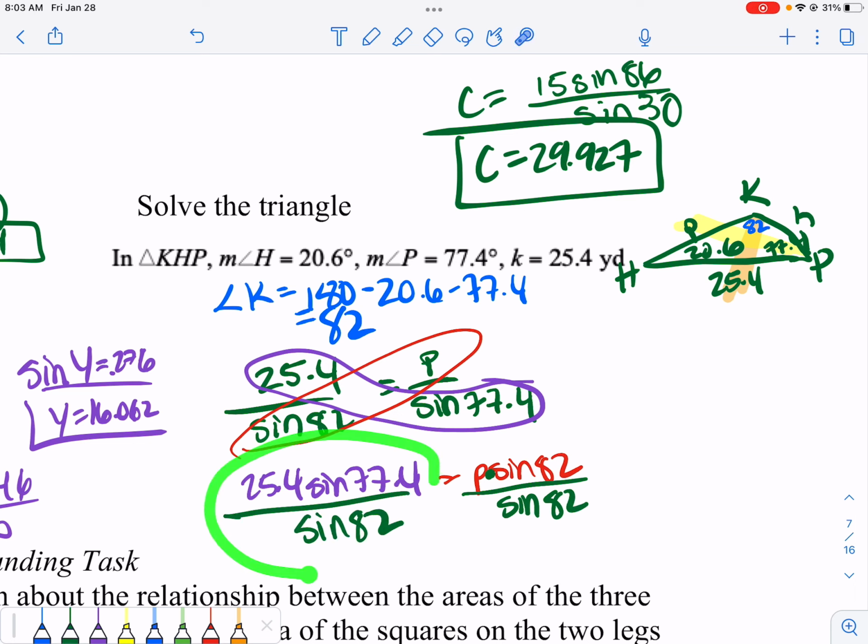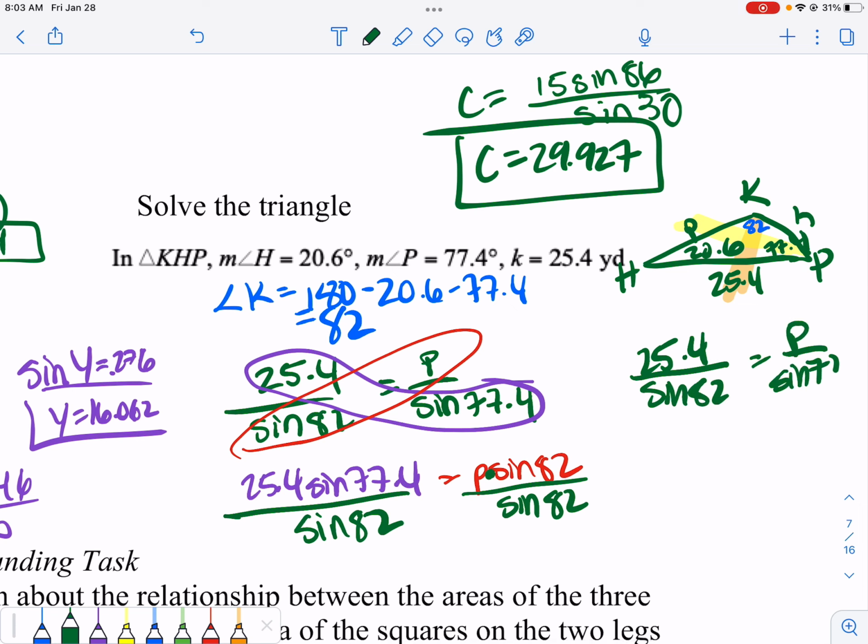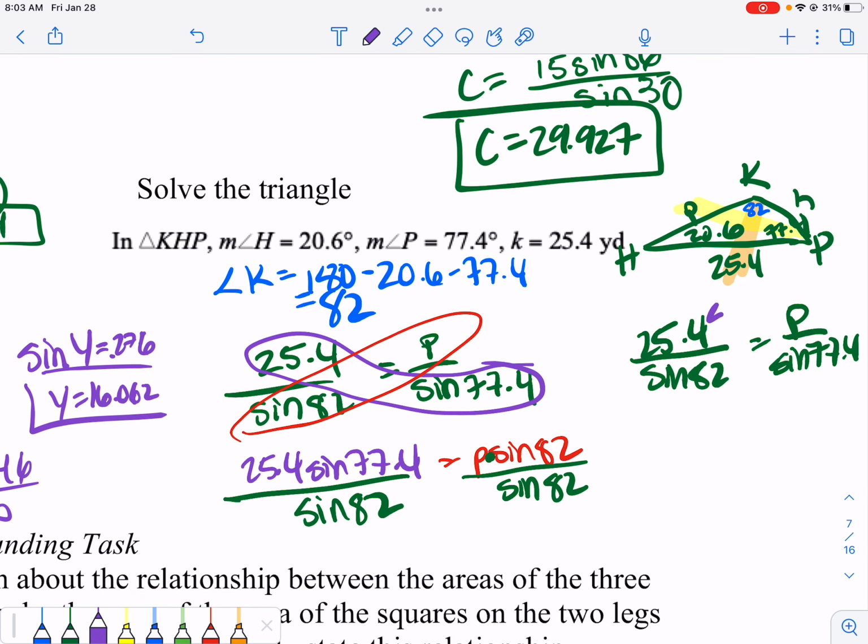So then this is what I need to put in my calculator. If we're looking from this step and I'm saying, oh, I just need to multiply the side by sine 77.4, I'm just going to multiply both sides by sine 77.4. So these cancel, and I end up with 25.4 sine 77.4 over sine 82 equals P.